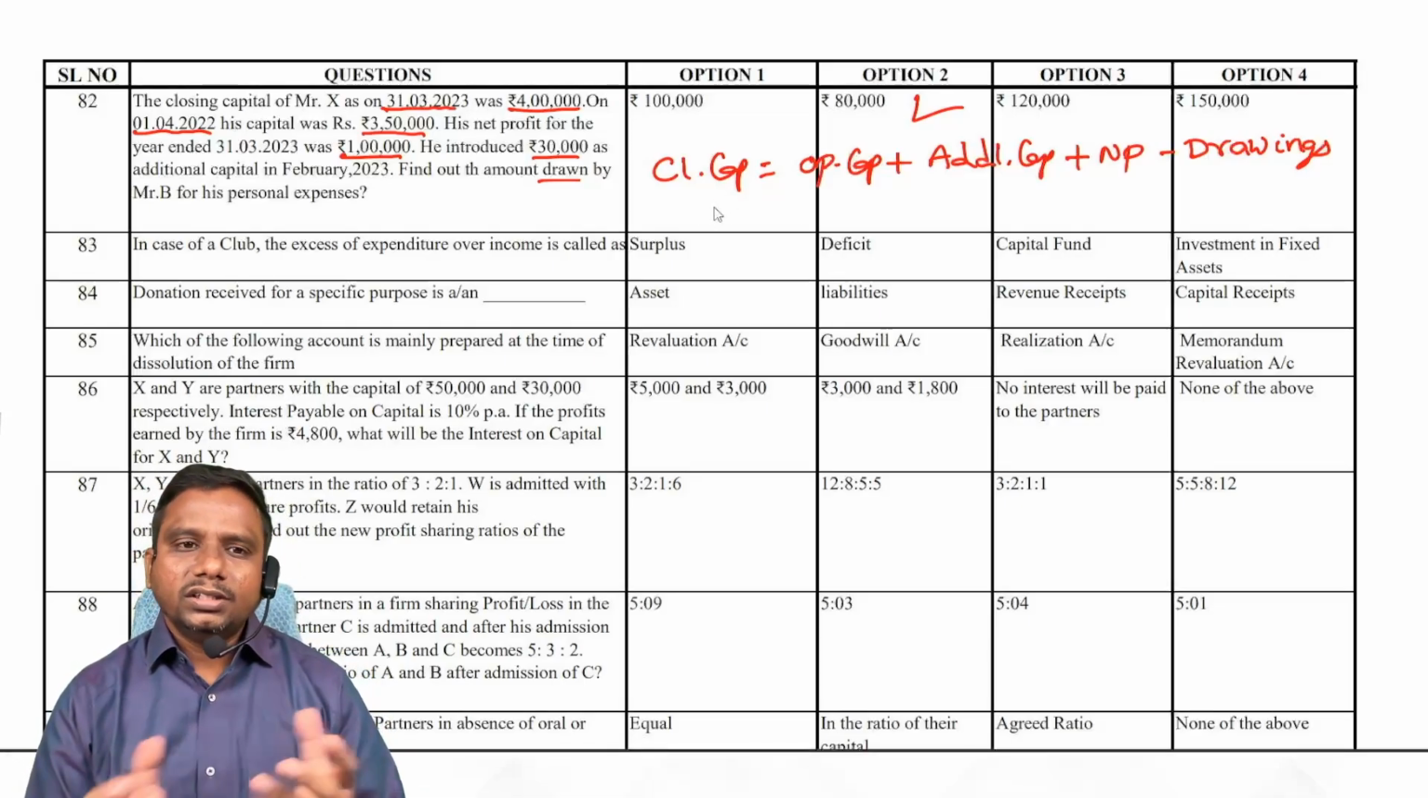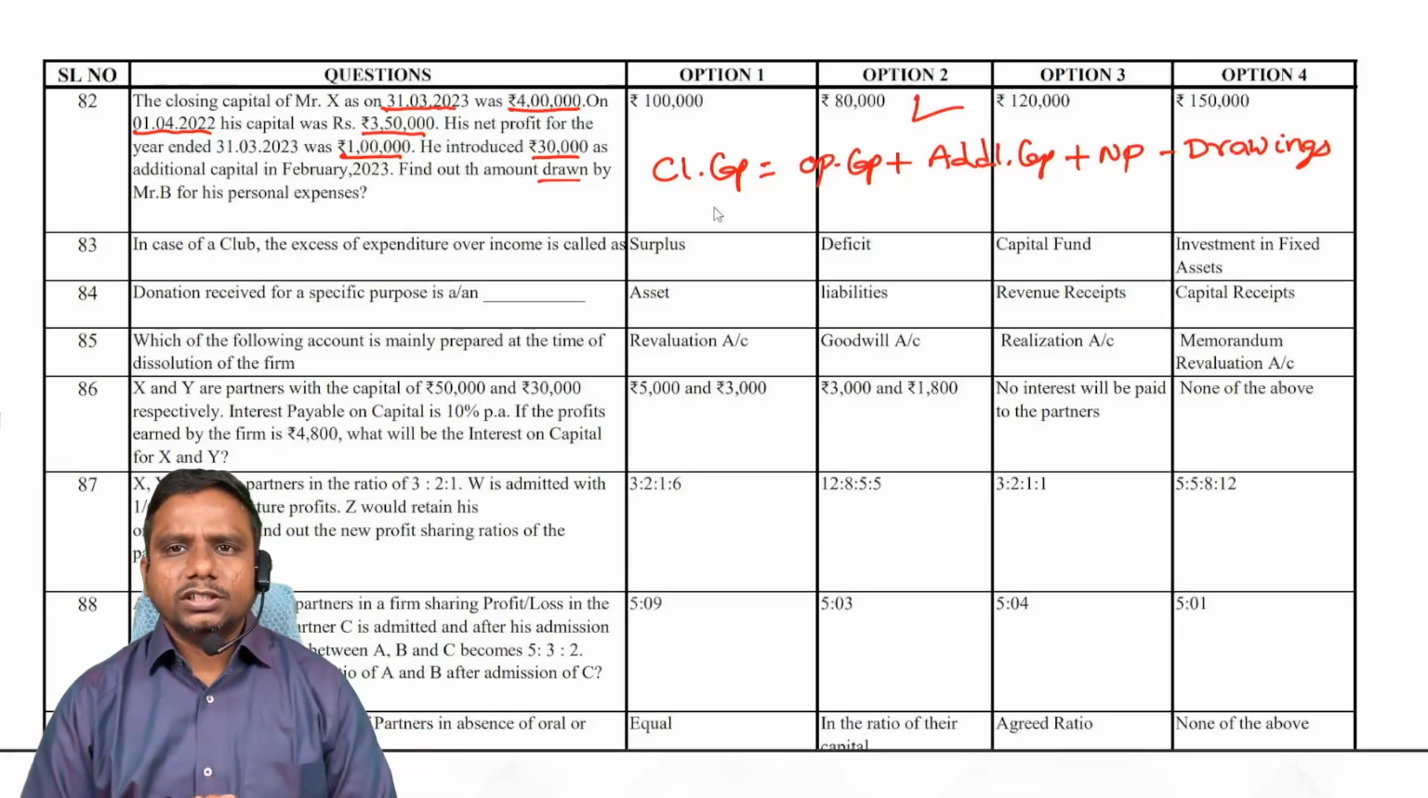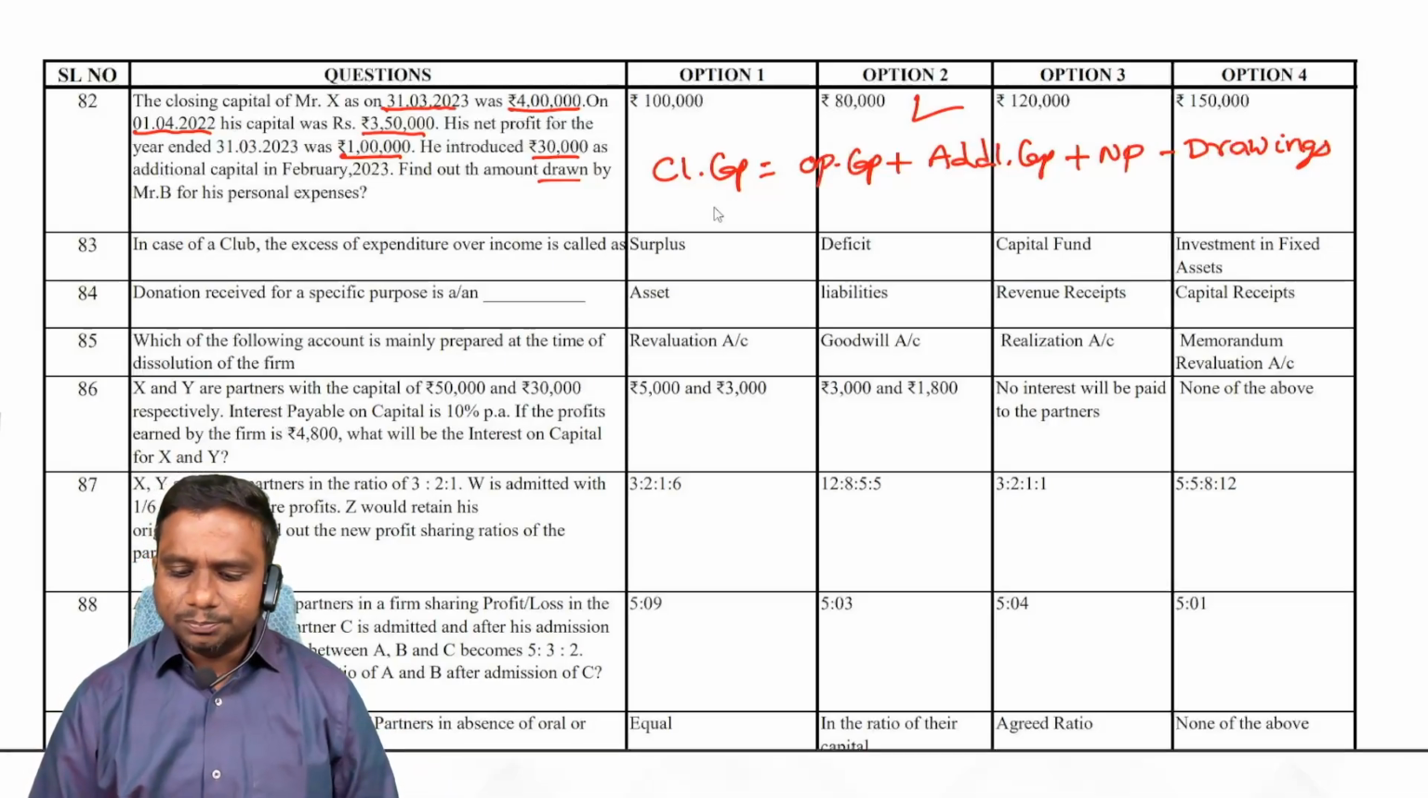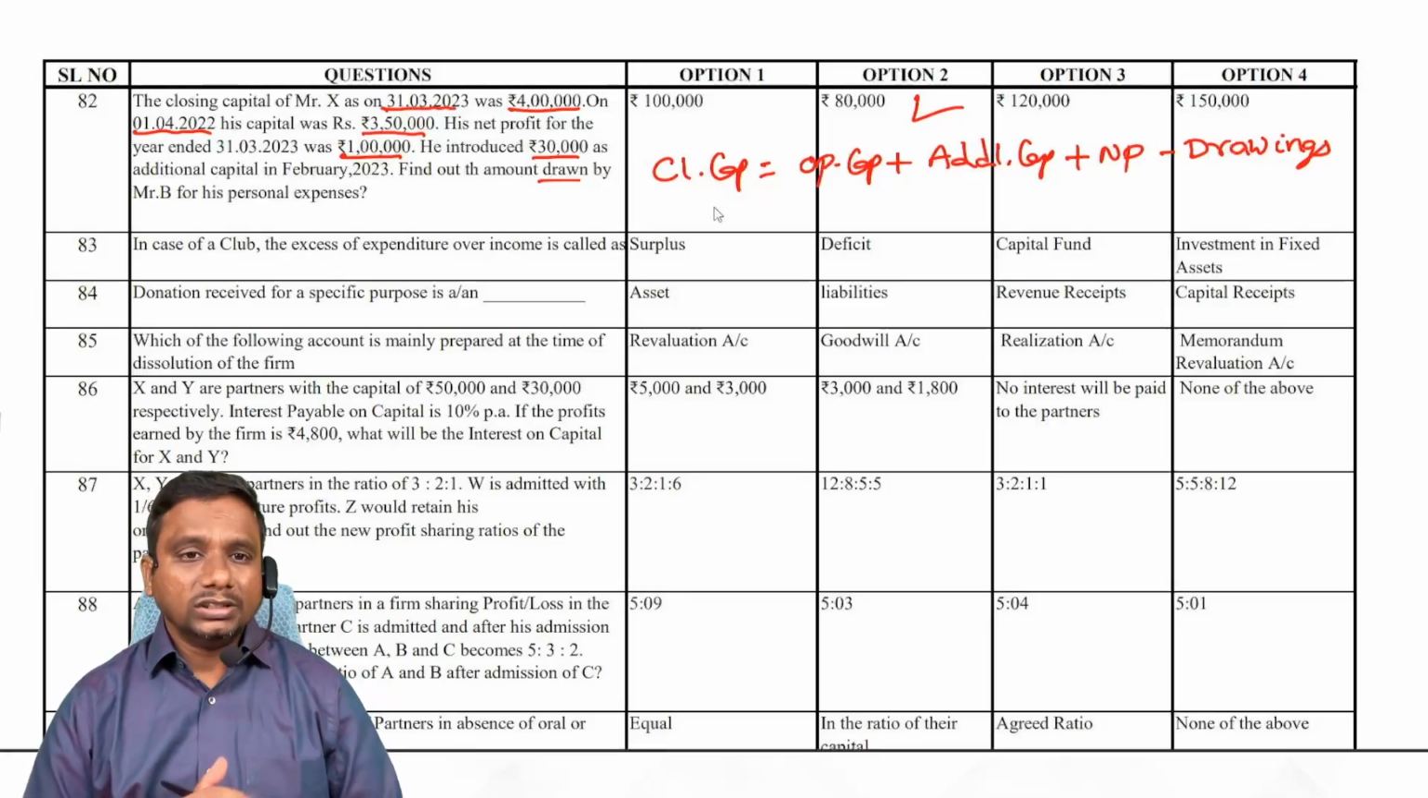If you want net profit, you can change the equation. If you want drawings, here we need drawings. Drawings is equal to opening capital plus additional capital plus net profit minus closing capital. Don't forget this equation. Next one.